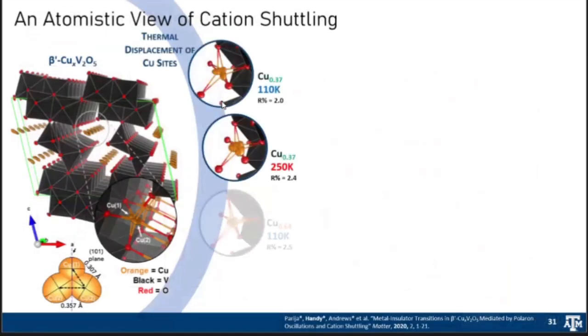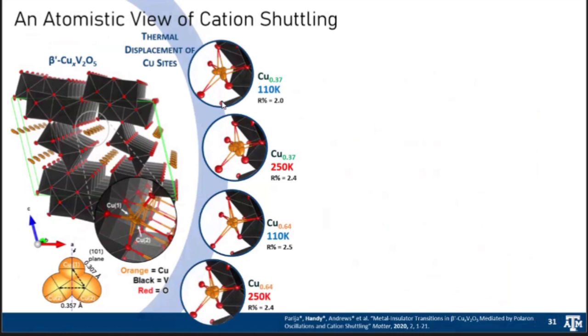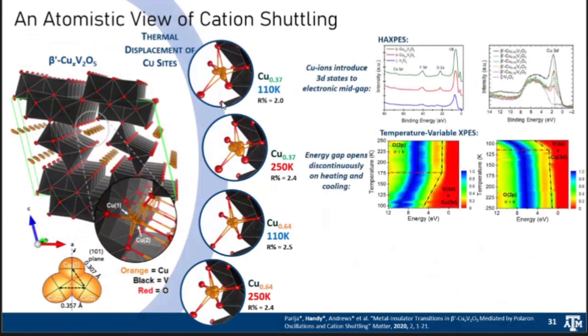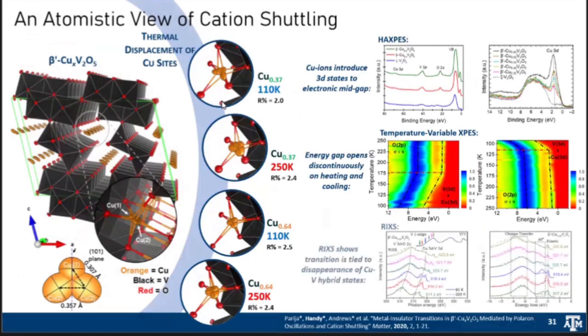And you can see that maybe a little bit more here, right? So these are the single crystal diffraction solutions that we have. And so depending on the copper concentration, you can see that the copper can spread across different states in different positions within the crystal structure. And that's kind of with the metal insulator transition and things like that.